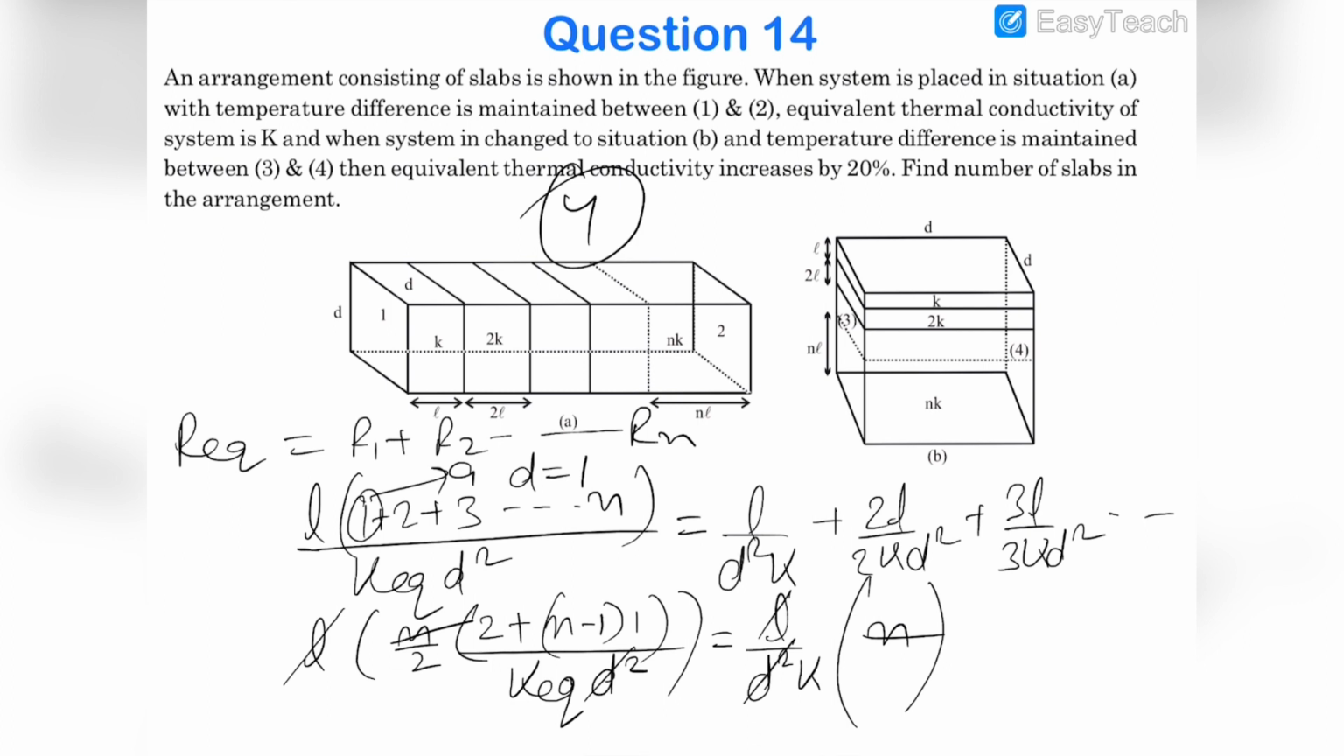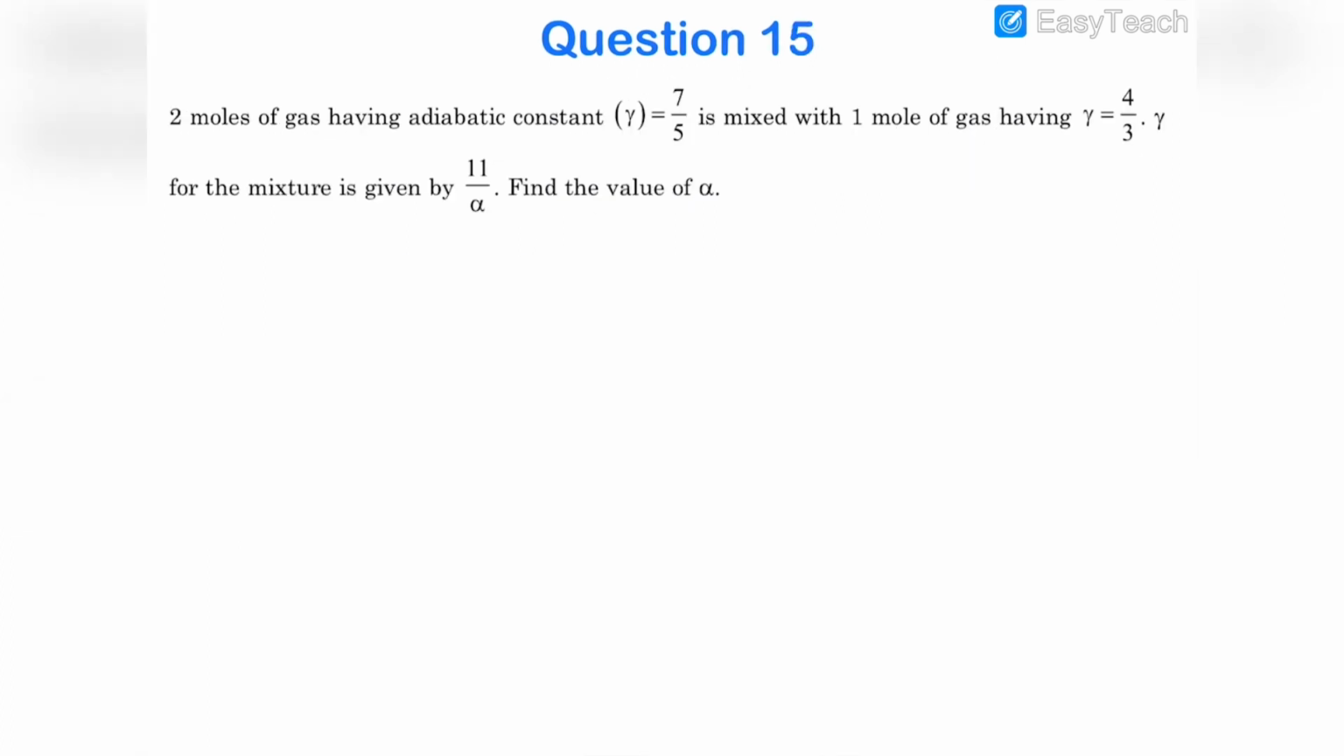Now we move on to the next question. In this question, you can see that 2 moles of an ideal gas of adiabatic constant 7 by 5 is mixed with 1 mole of another gas of adiabatic constant 4 by 3. We have to find out the gamma of the mixture.